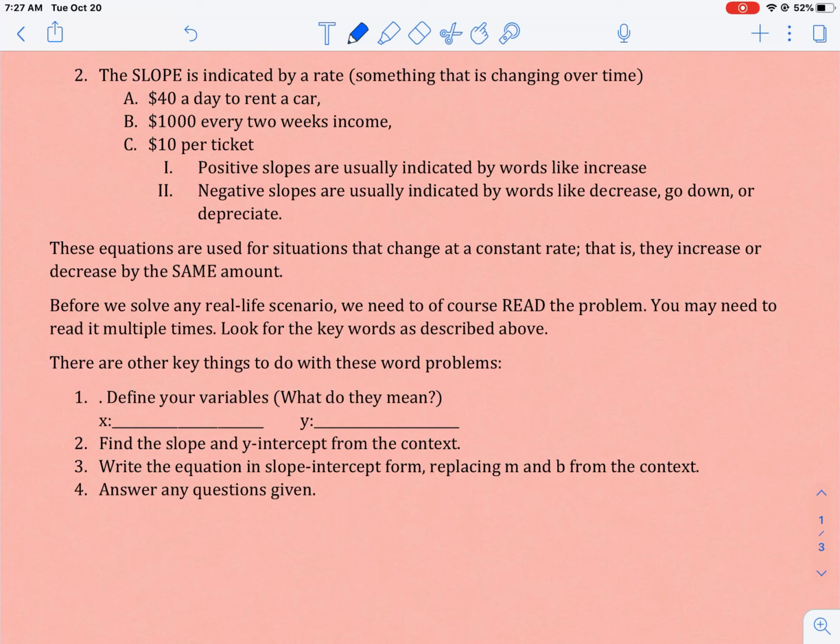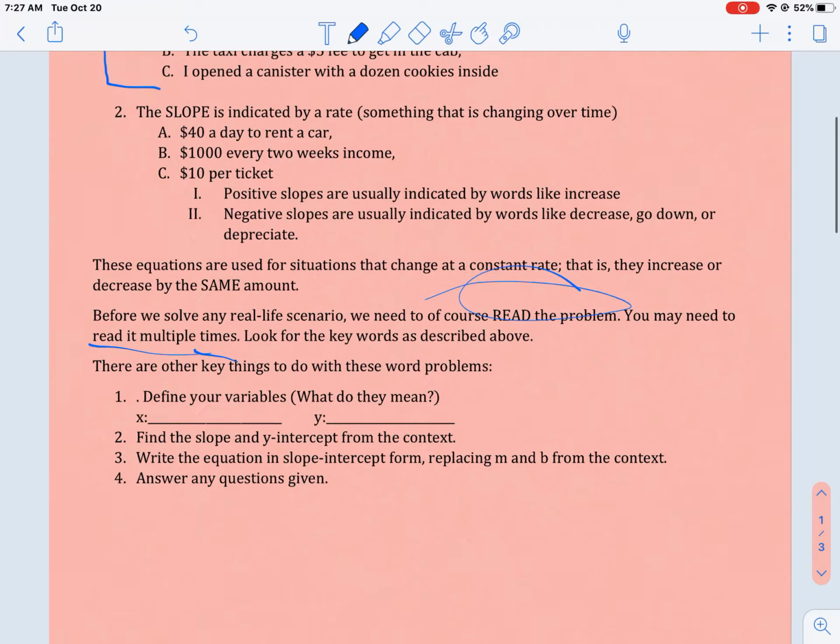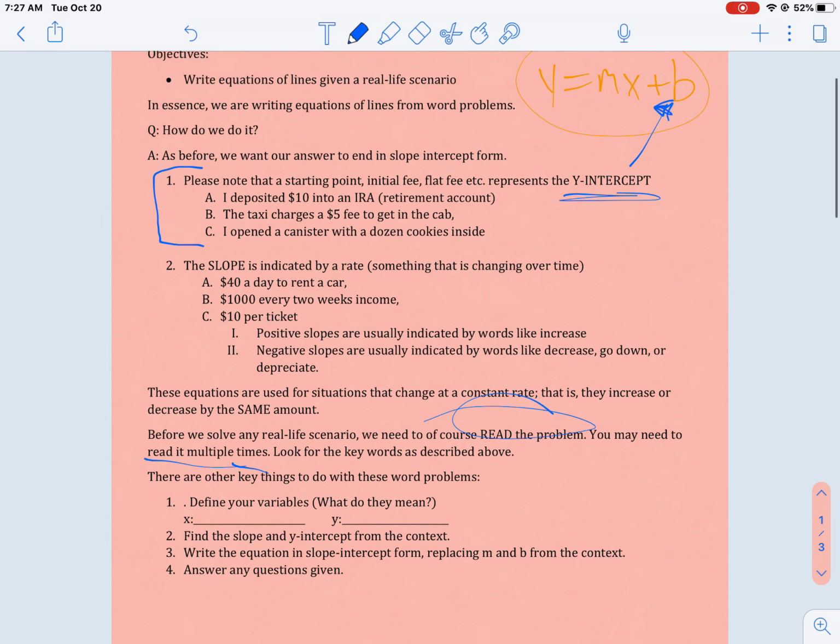And for right now, we're only talking about things that change at the same rate. So that means $5 this hour, $5 the next hour, $5, $5, $5. It's always changing by $5, okay? So linear change, or linear equations like y equals mx plus b, we're just changing by the same amount every time, okay? And you've got to read the problem, and maybe read it a couple times. But again, always come back to here, right? The y-intercept is the starting point, and the slope is the rate, okay?